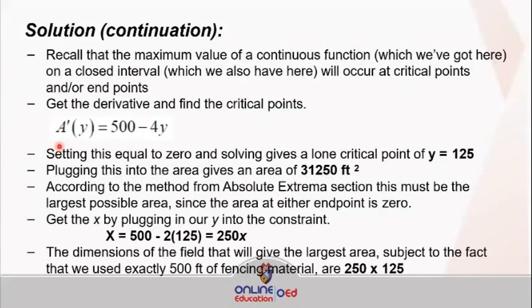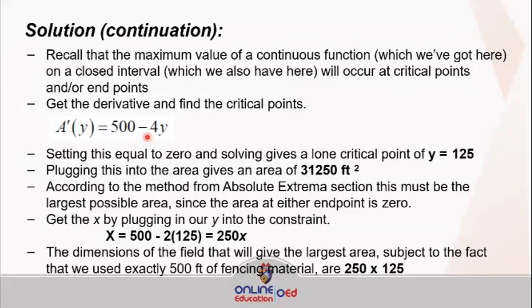Therefore, the first derivative, A prime of y, is equal to 500 minus 4y. Any questions? Maybe the discussion is going too fast. Not at all, ma'am, no questions. Okay, sige, okay pa. I was just checking whether the discussion is too fast.